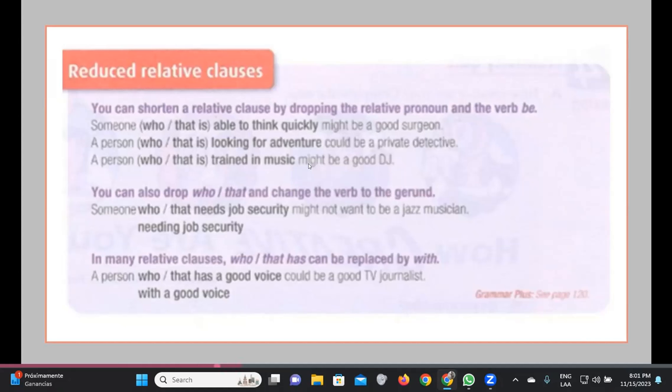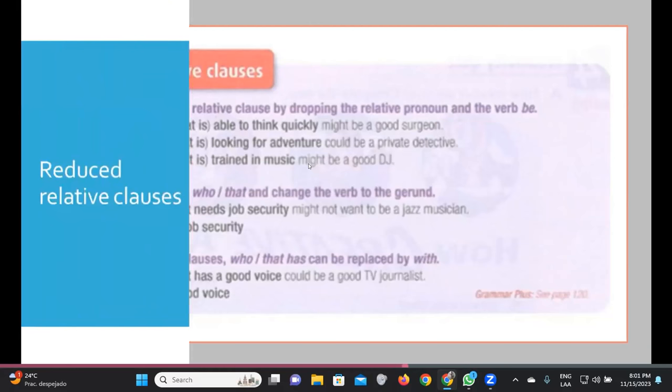You can also drop who or that and change the verb to the gerund. Someone who or that needs job security might not want to be a jazz musician. Someone needing job security might not want to be a jazz musician. In many relative clauses, who or that has can be replaced by with. A person who or that has a good voice could be a good TV journalist. A person with a good voice could be a good TV journalist.